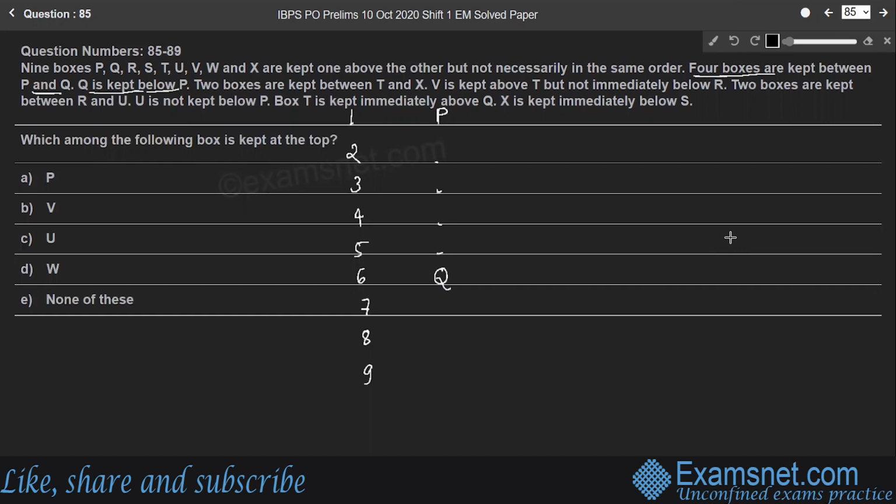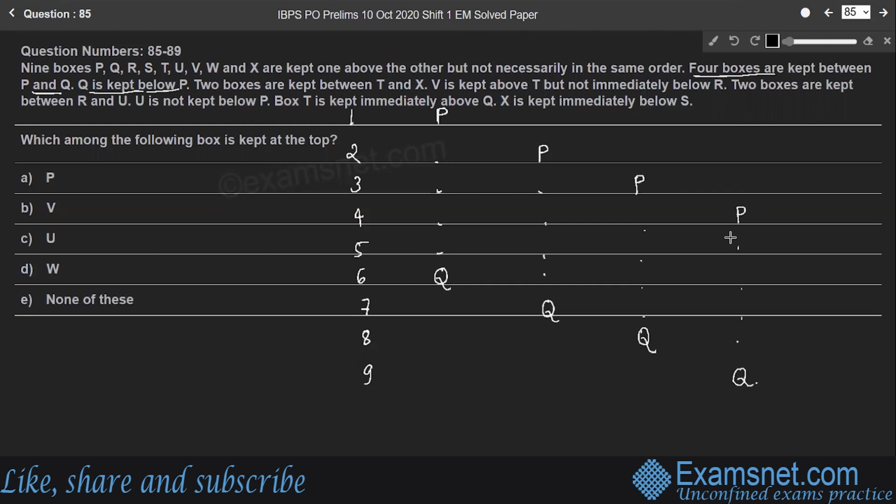Right? There is one more case where P is kept at the second position, and Q will be the 7th box. And one more case, if P is the third box, so 4 boxes between P and Q, Q will be the 8th box. If P is the 4th box, Q becomes the 9th box. Therefore, there are 4 different cases in which box P is kept at different positions, right?